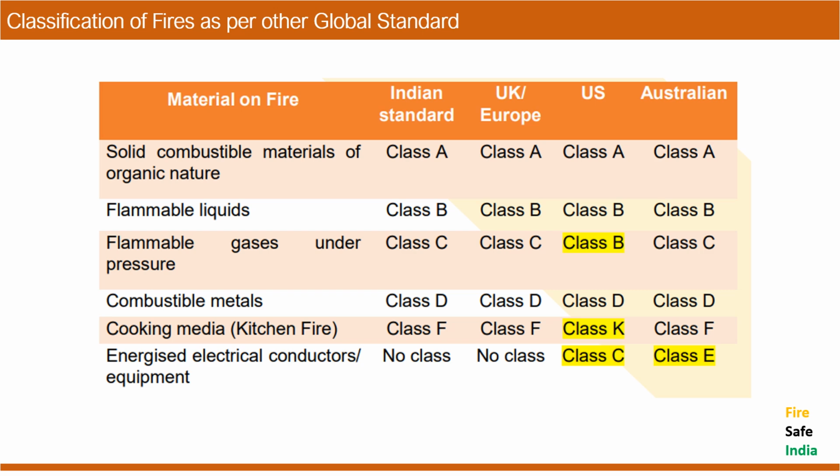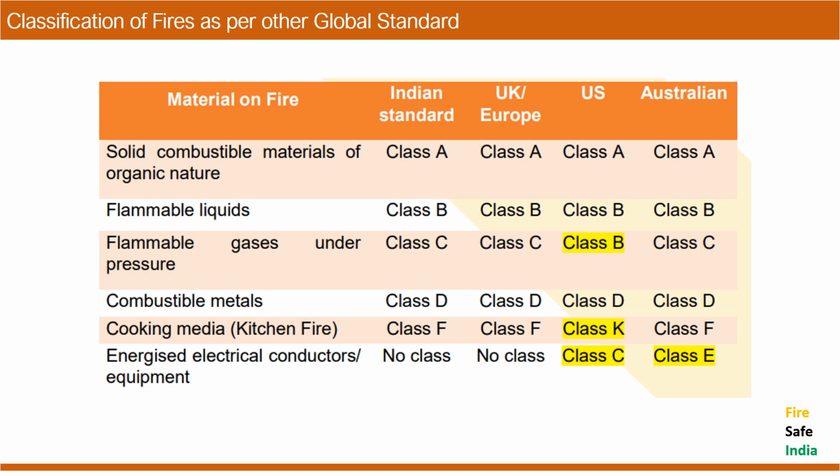Combustible metal, as per Indian standard, falls under class D. As per UK Europe standard, it falls under class D. As per US NFPA standard, it also falls under class D. In Australian, it is class D. So it is common for all the countries shown on the screen.